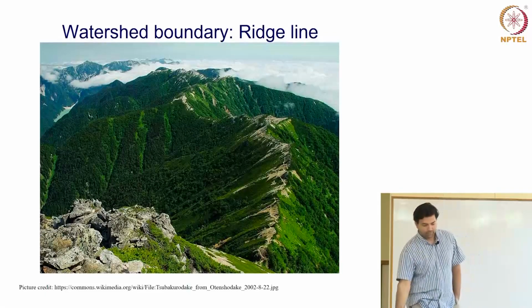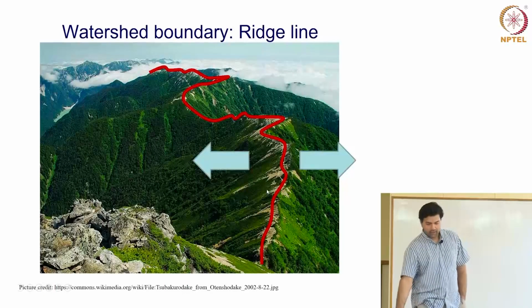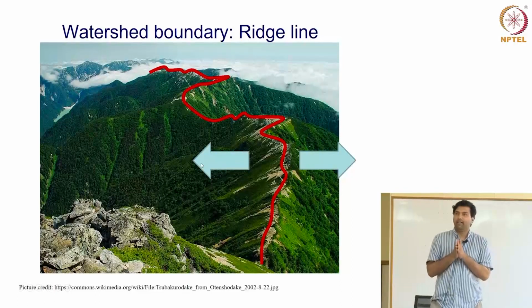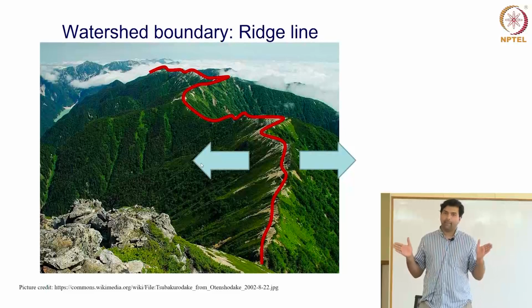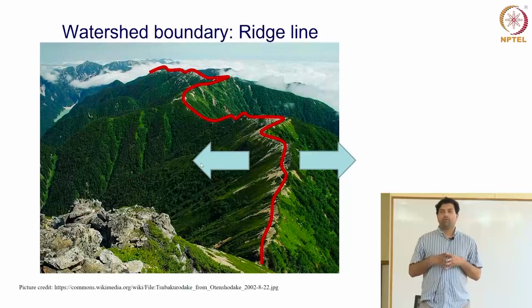There is a hill, a series of hills, and the highest point along which you can draw a contour is a ridge line. Any water that falls on this side of the ridge line is going to go to my right, and any water that falls on this side is going to go to my left. So this is a watershed divide. Any precipitation that falls to the left goes left, and any that falls to the right goes right, and they are not interacting. So a ridge line is a typical watershed divide, and it defines your watershed boundary.